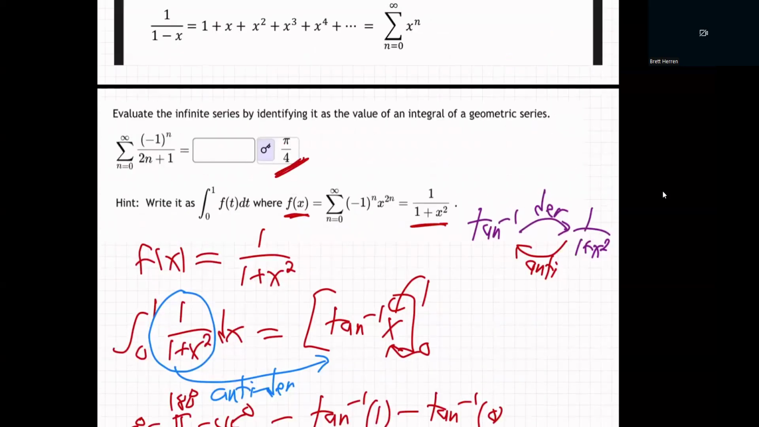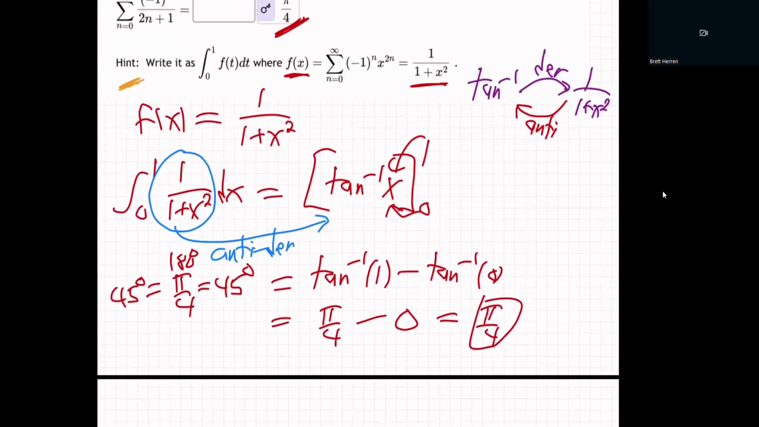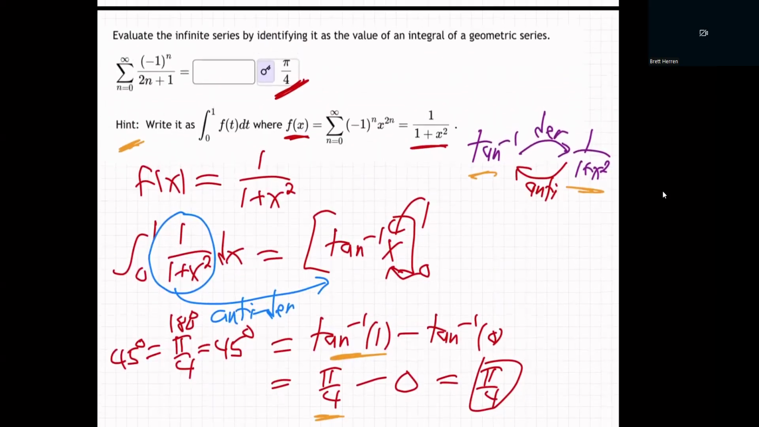Now, the question I would have if I was you: okay, I get it. I did the hint, did the trick, did the integral. It's a little tricky one, remember: the antiderivative of 1 over 1 plus x squared is tangent inverse, and tangent inverse of 1 is pi over 4. Okay, but why is that true though?